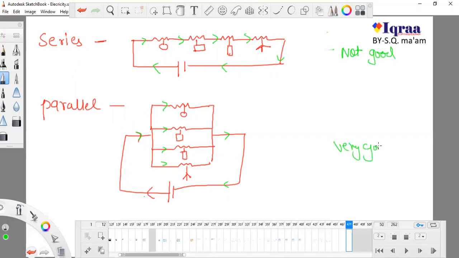Why is it very good? Suppose we have a parallel type of arrangement in our houses, with so many appliances in parallel. Why? Because this is series, and if there is a problem in this one pathway, there could be a short circuit. I didn't tell you about short circuit because it is removed from our syllabus.